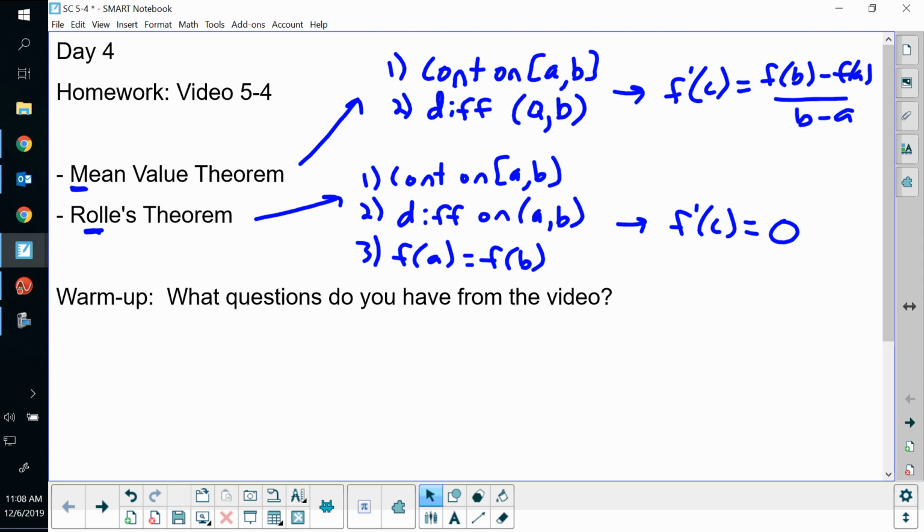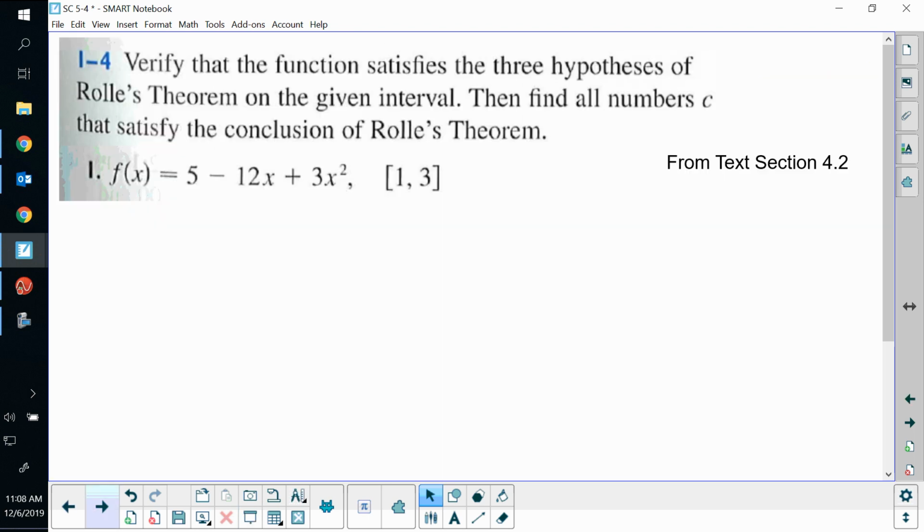Now, in both theorems, we eventually need to find the y values of the endpoints. In Rolle's theorem, you need the y values of the endpoints to check and make sure they're the same. In mean value theorem, you need the y values of the endpoints so that you can actually do the slope. So in both cases, you should be finding the y values of the endpoints at some point. All right, so we're going to look at a few Rolle's theorem examples, and then we'll look at one mean value theorem example.